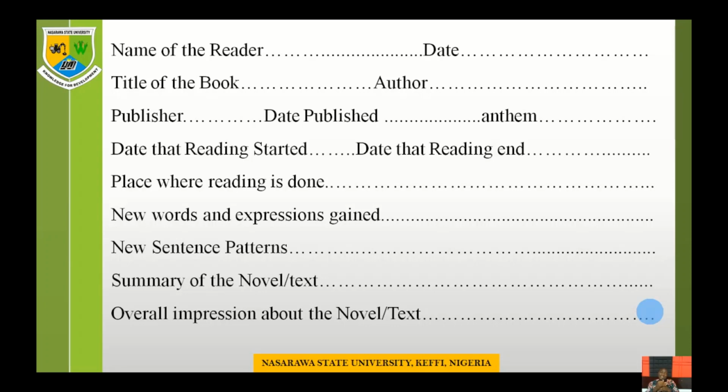Then take note of the date you started reading, the date that you ended the reading, place where reading was done. What are the new words and expressions you came across as a result of reading? What are the new sentence patterns you saw? And what is the summary of the novel or the book? And what is your own overall impression of the book or the novel? Now, this is a guideline so that whenever you read, you have something to document. Whenever you read, you have something to put down from the book you have read, in case you don't come across the book later in life.